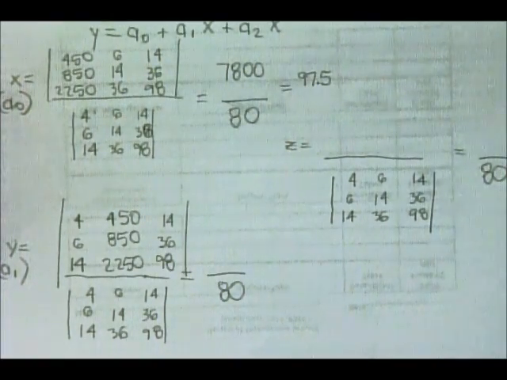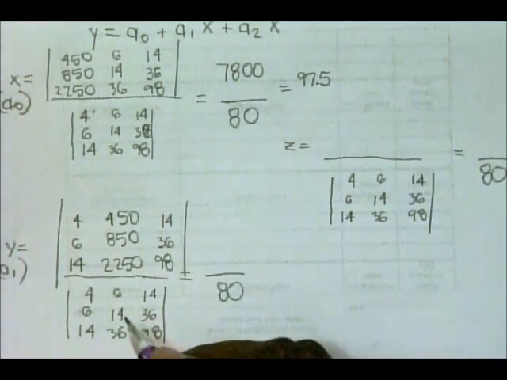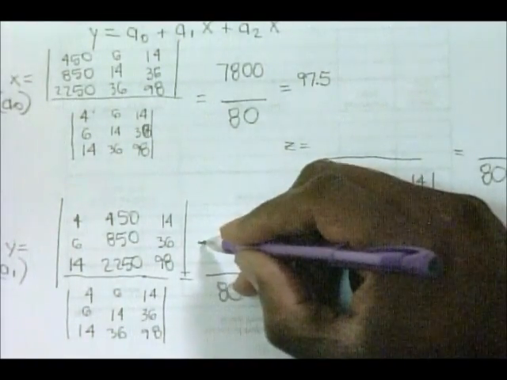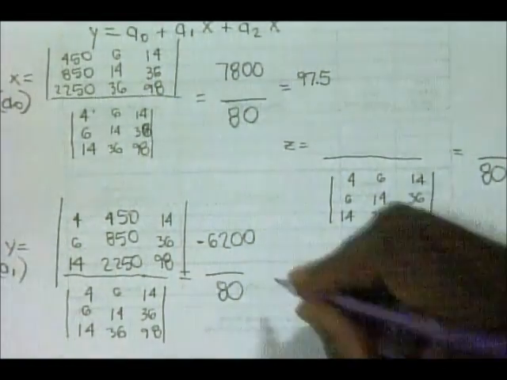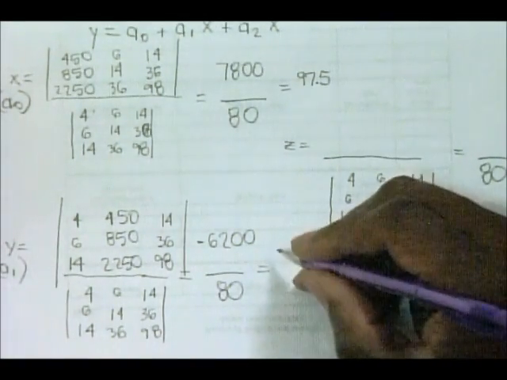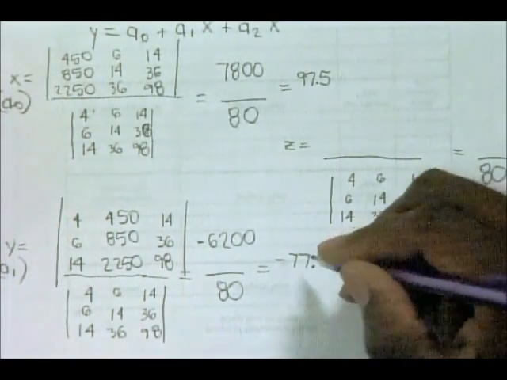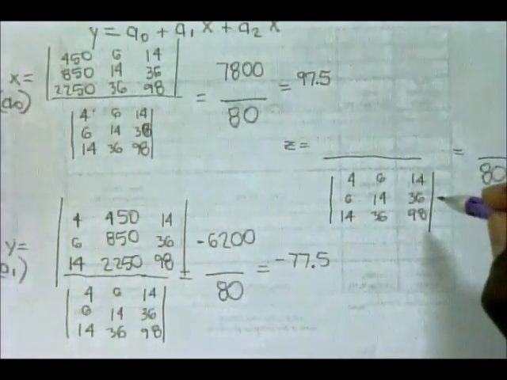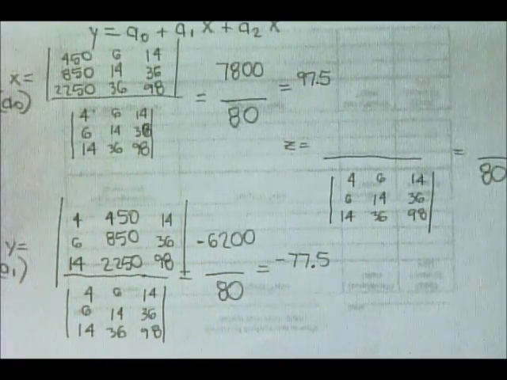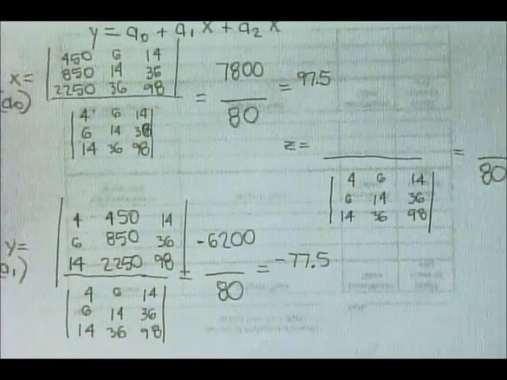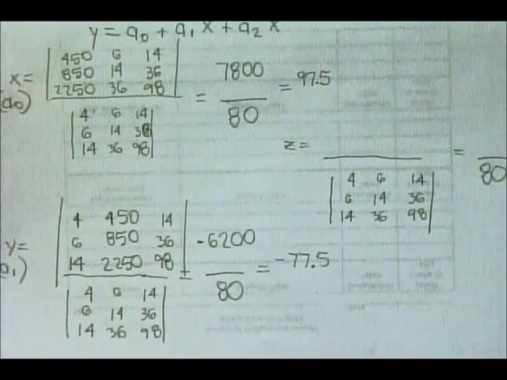If you find the determinant of this rather large matrix, you're going to end up with a negative 6,200. And if you divide that out, you're going to get a negative 77.5. That's going to be your a sub 1, negative 77.5. I believe that's negative 77.5. You put that in the calculator.